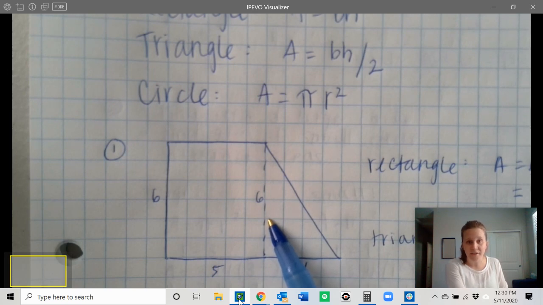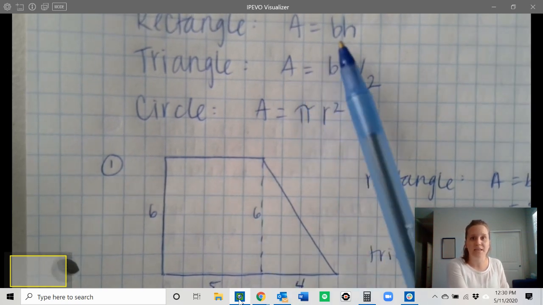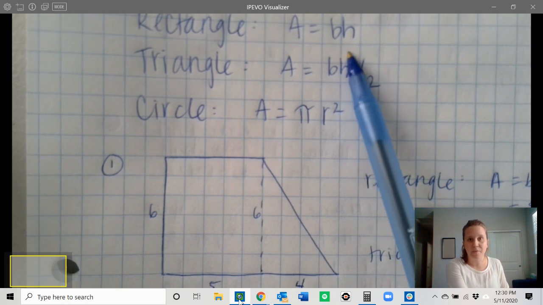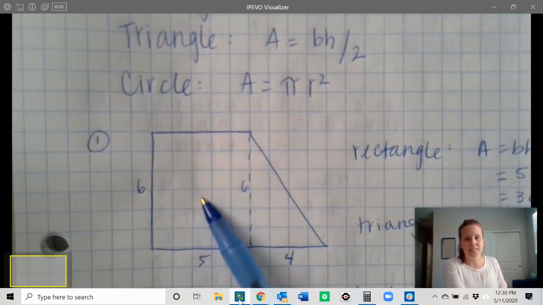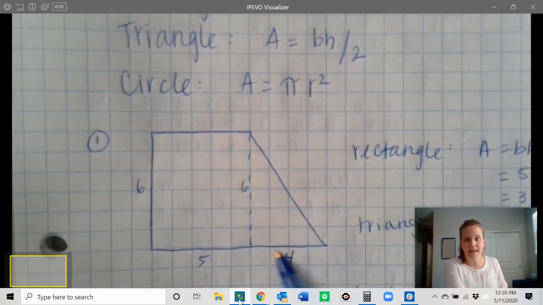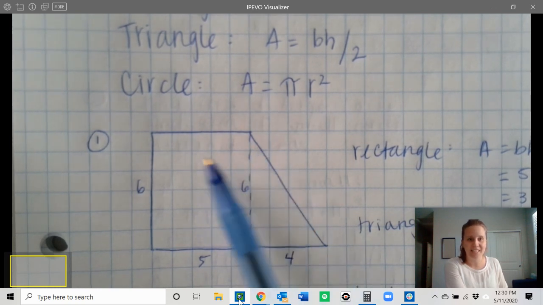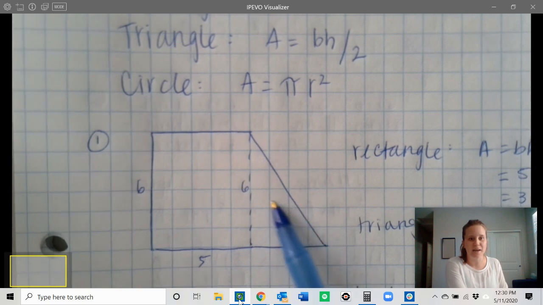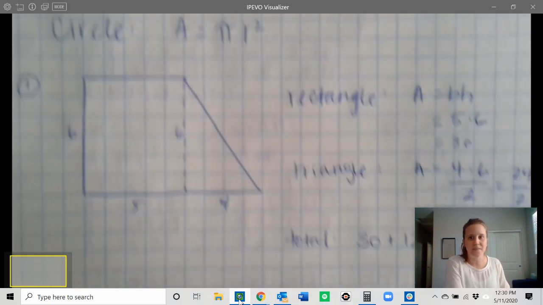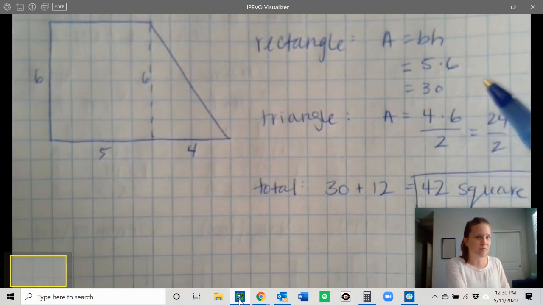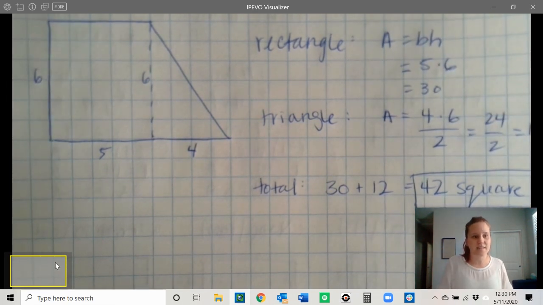I do also want to point out that I went ahead and added this label. I know I'm finding area, and when I'm finding area of both rectangles and triangles, I need their base and their height. So I can see this is a rectangle and this is a triangle. I had the triangle's base, but I did not have the triangle's height. Of course, I know it's the same as this measurement, so I went ahead and labeled this 6. Here's my work for finding the area of both the rectangle and the triangle.